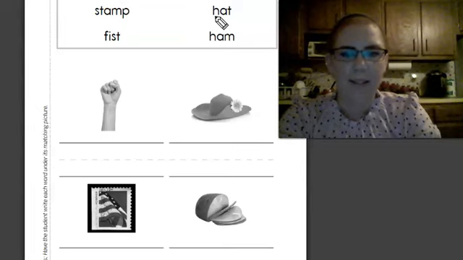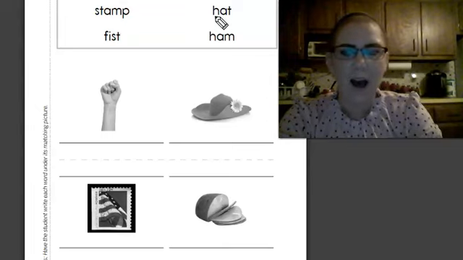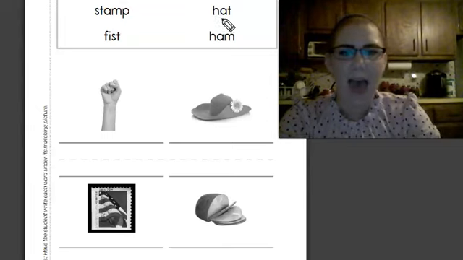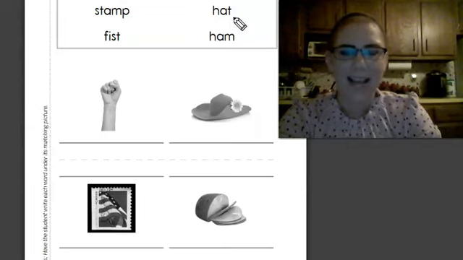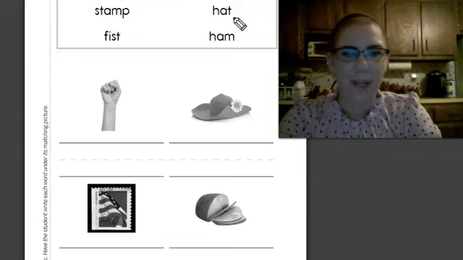What do we have next? Let's sound it out. Say the sounds with me. A, t, hat. That's an easy one. Find the picture of the hat and write the word underneath.